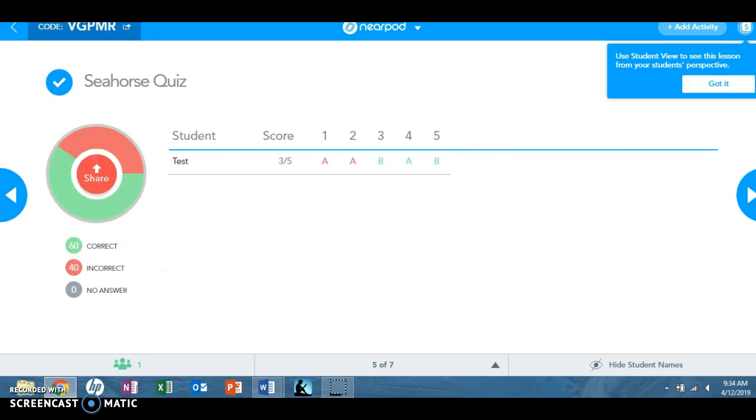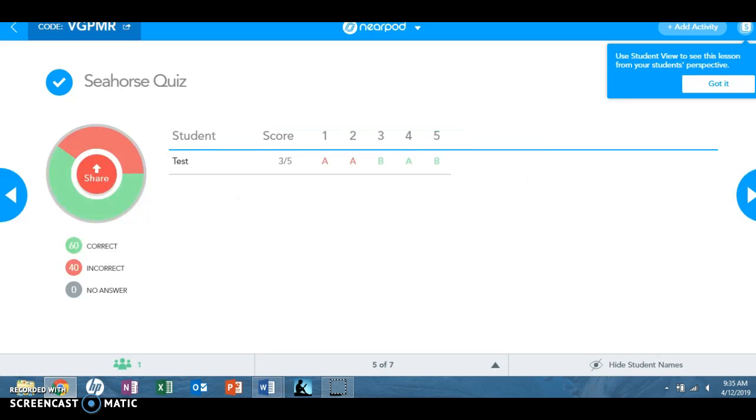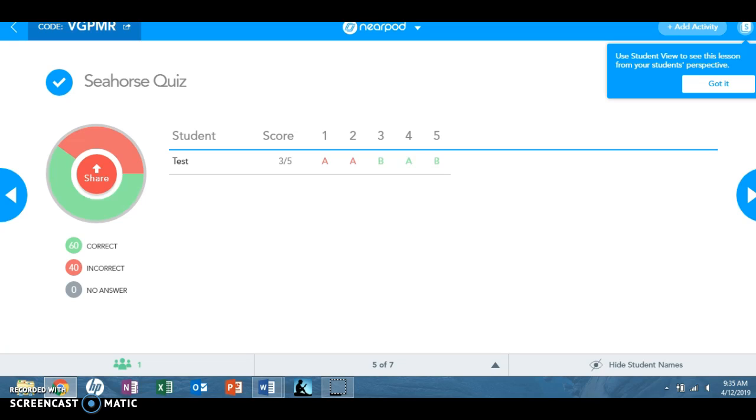And then they had a quiz that they took that had 5 questions, so I can see that they got the last 3 correct but the first 3 wrong. I can go in and see their answer. So I put 5 instead of 25. This one they got correct. Seahorses live in oceans. And then overall as a class they got about 60% correct.